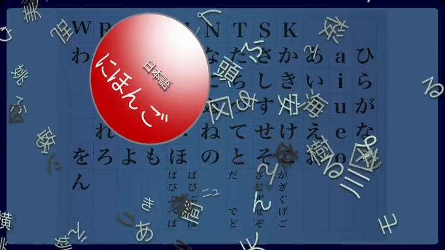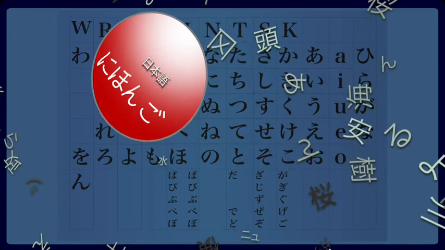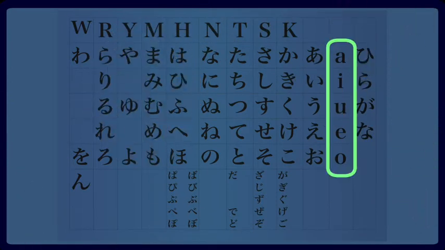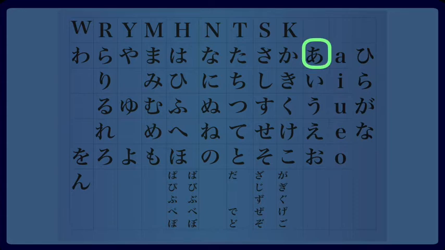This is the basic Japanese hiragana chart. There are 46 symbols which make up the basic Japanese hiragana sounds. Down the right-hand side of the chart, we have the vowel sounds. Different to English, these actually only have one sound and they don't change. The first one, a, is always a, as in the English word arm.